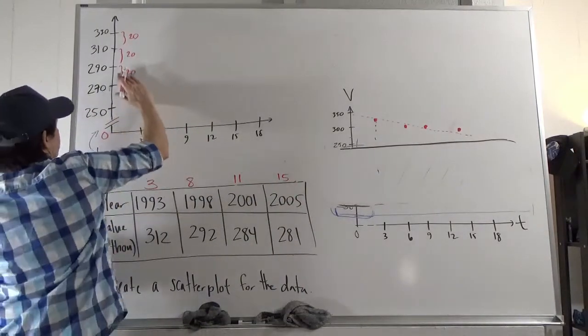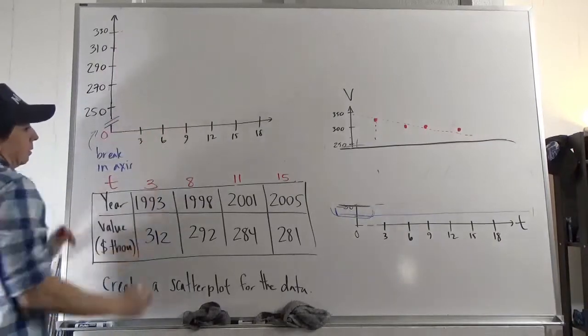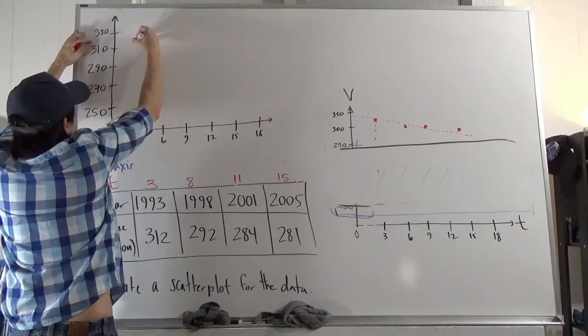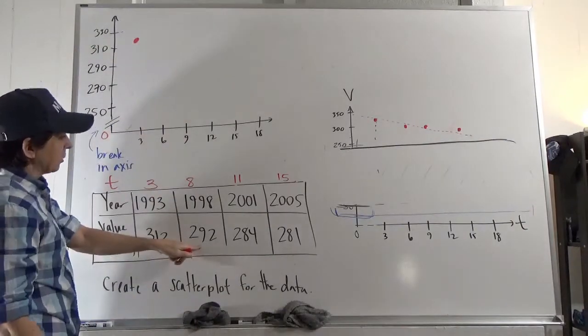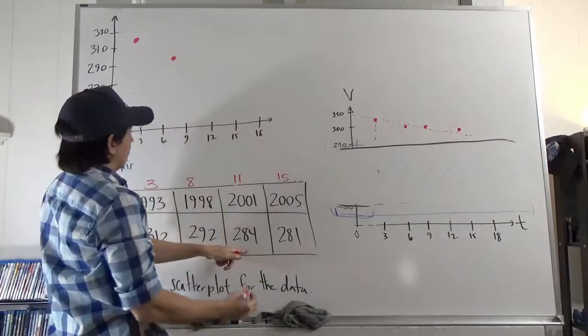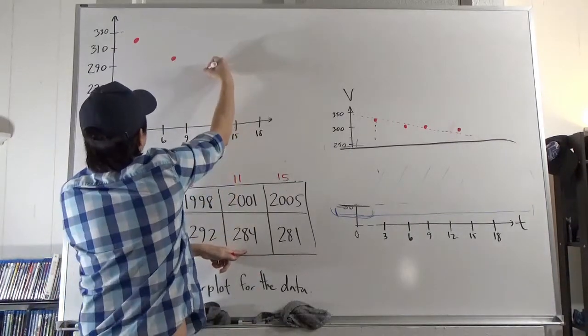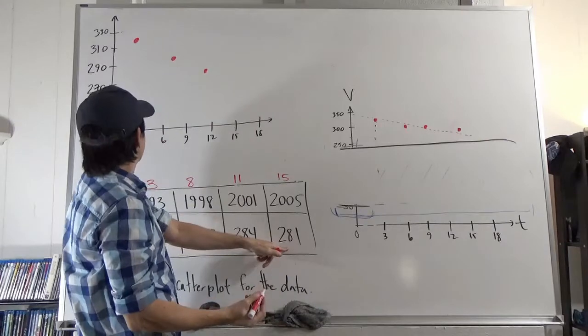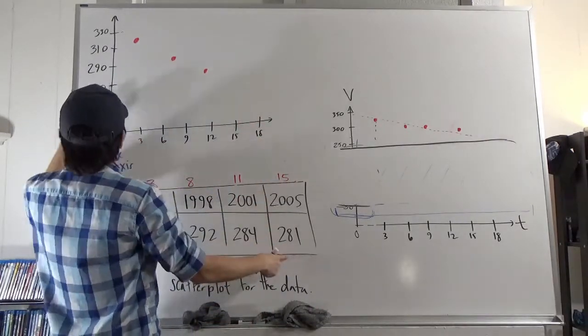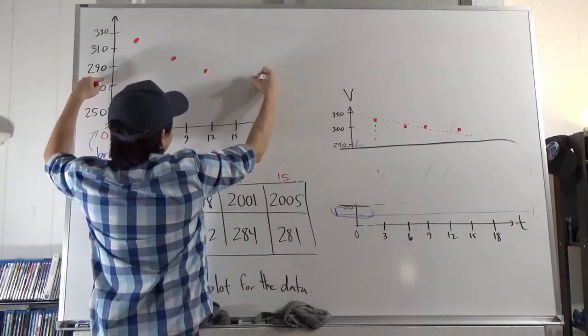This is me just illustrating the scaling. And now I can plot 3 and 312, right about here. 8 and 292. 11 and 284. And 5 and 281. Sorry, 15. My bad. 15 and 281. Oops.